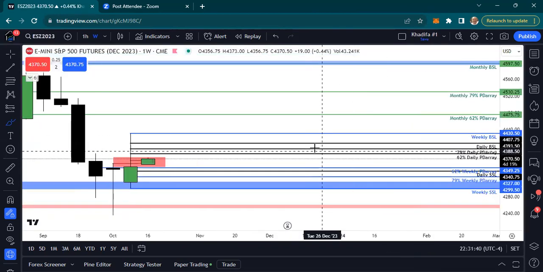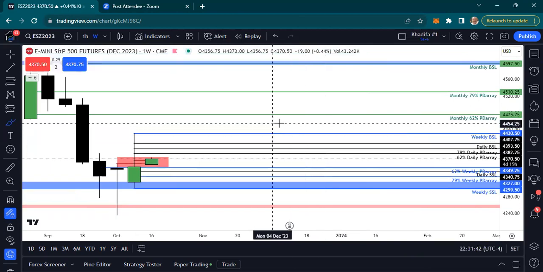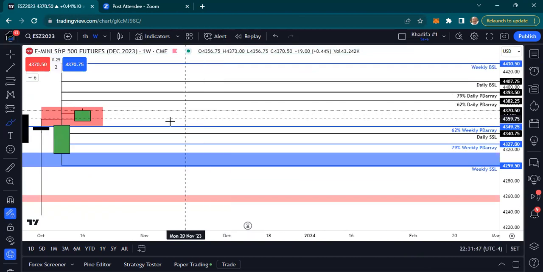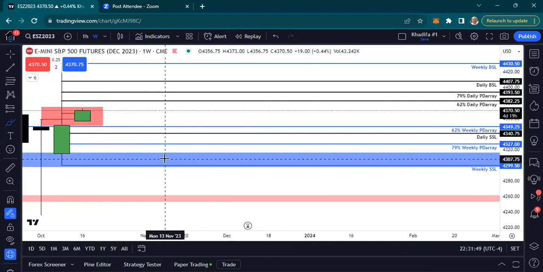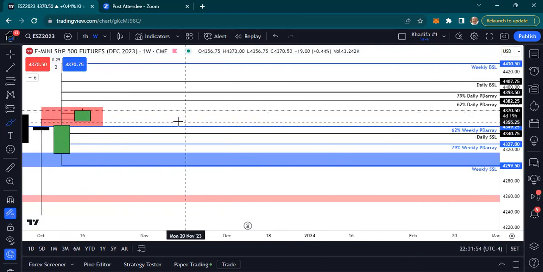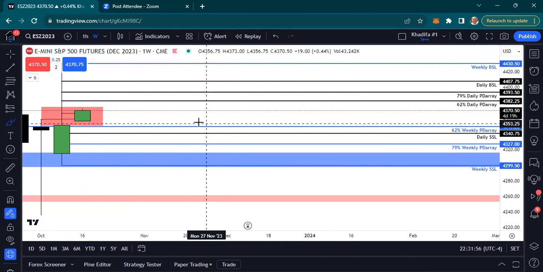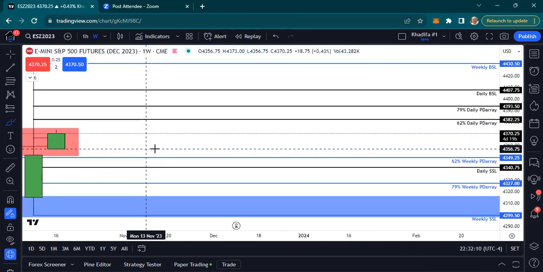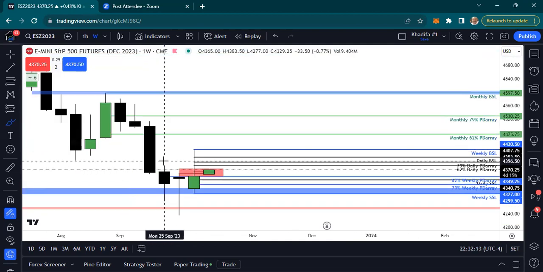Looking at futures, looking at ES. I am bearish ES, but I will allow for us to pull up into Friday's daily premium PD array levels, right? But I don't want to see us break or close above the 79% daily PD array level. I would like to see us respect that level, close below it, and an aggressive reaction to the downside.